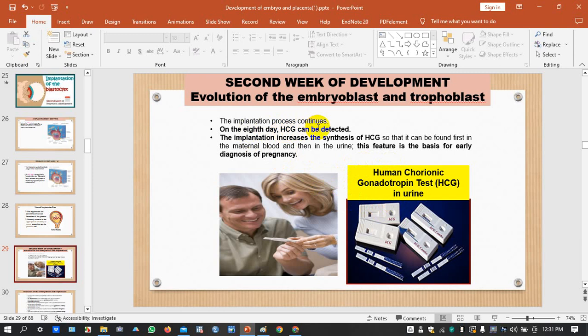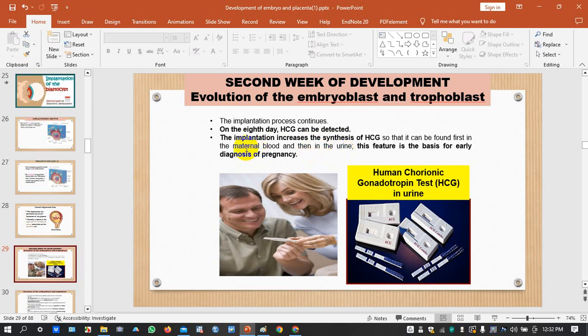So the implantation process continues. On the 8th day, beta HCG can be detected. The implantation increases the synthesis of HCG so that it can be found first in the maternal blood. So after the implantation, we can measure the beta HCG in the maternal blood. We can find this hormone to be positive or increased in the maternal blood first, before it can be found later in the urine.